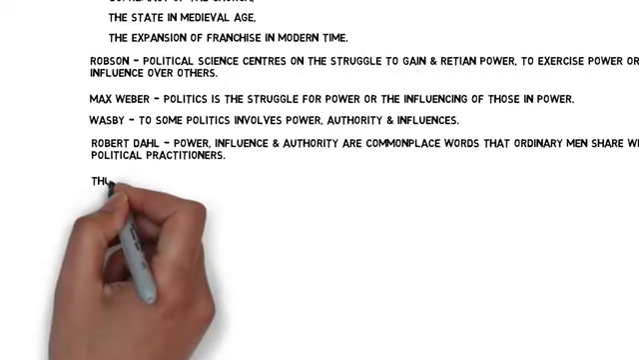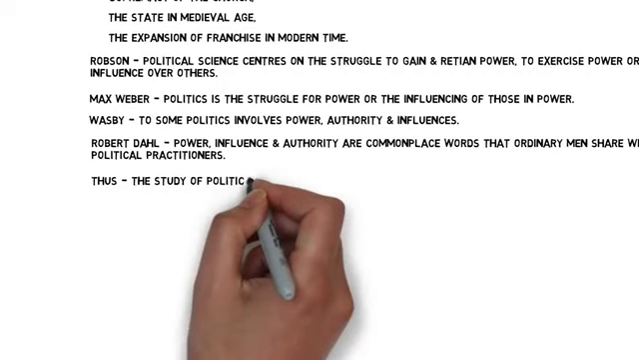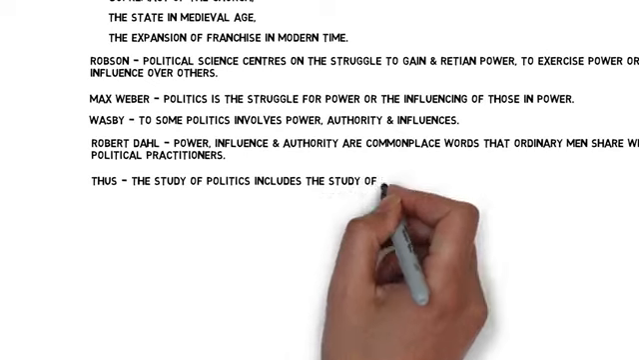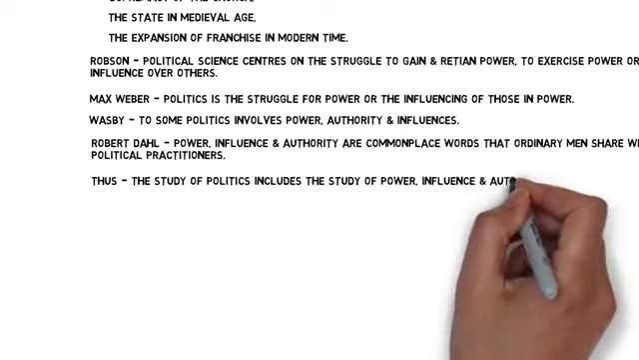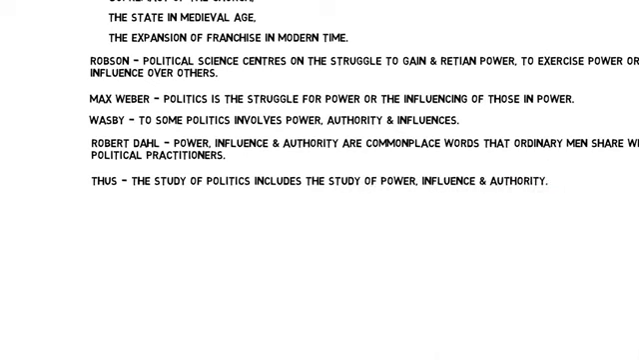So therefore the study of politics includes the study of power, influence, and authority, authoritative allocation of values, conflict, controversies and cooperation, group involvement, the process of decision making, political institutions, internationalism, and so on. So this is all about the meaning of political science or politics from a traditional perspective as well as from a modern perspective.